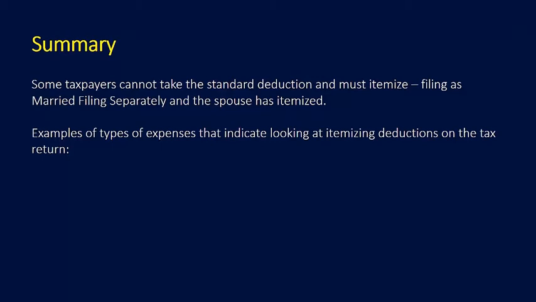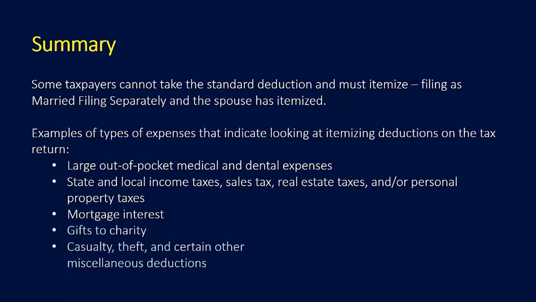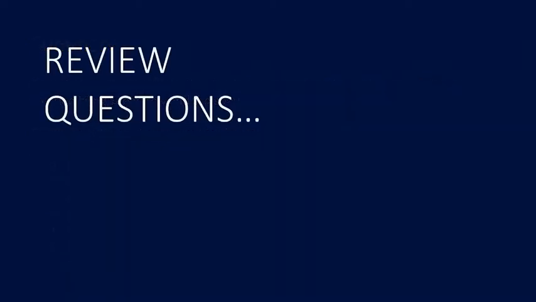Examples of types of expenses that indicate looking at itemized deductions on the tax return are large out-of-pocket medical and dental expenses, state and local income taxes, sales tax, real estate taxes, and/or personal property taxes, mortgage interest, gifts to charity, casualty, theft, and certain other miscellaneous deductions. Next, let's take a look at a few review questions.